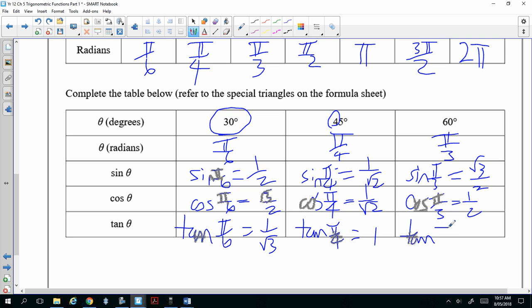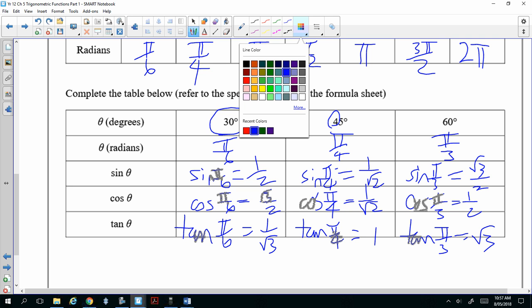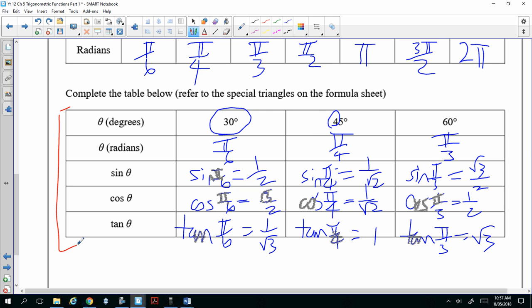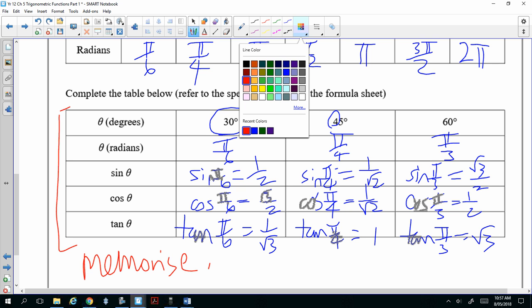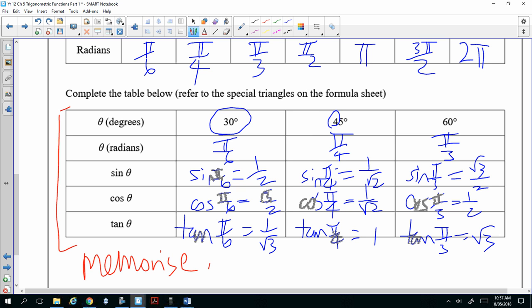Alright, so again, that's another thing you need to memorize. It helps you in the long term. Alright, so we've got 2 more pages to go through. This one you have to have a calculator with you because you need to understand the radian mode. If you don't have a calculator, please borrow one.